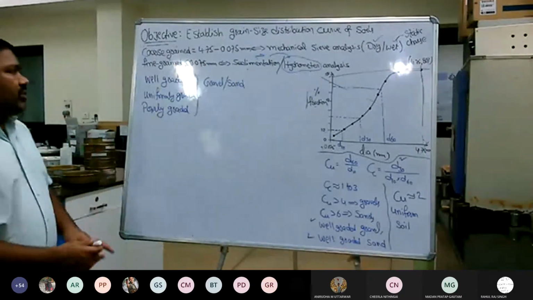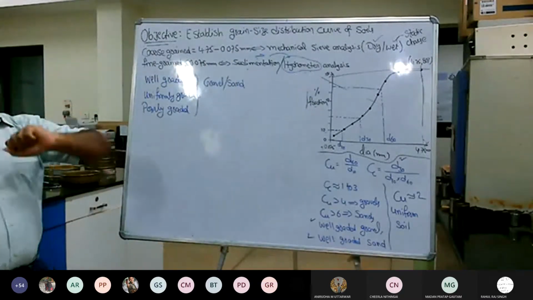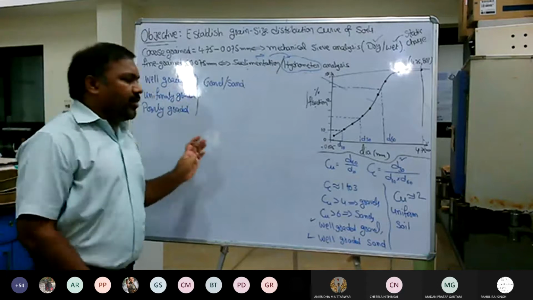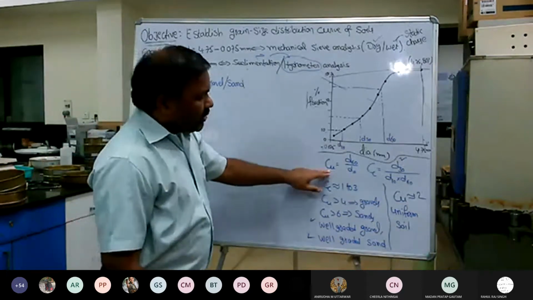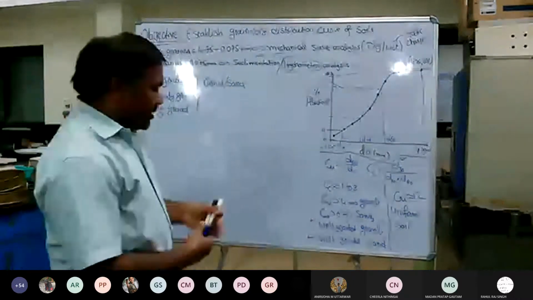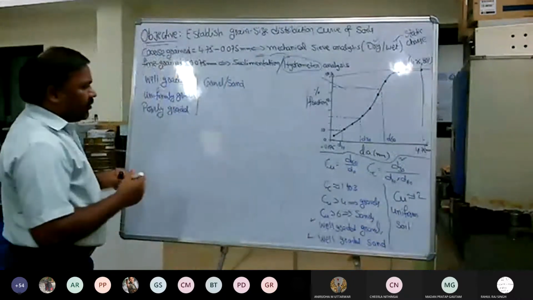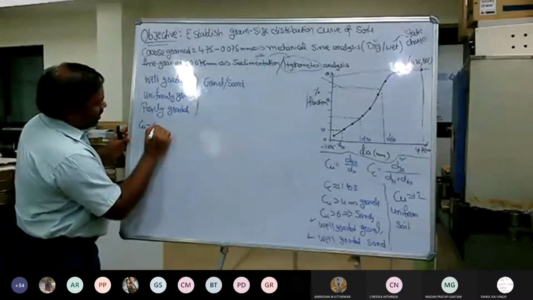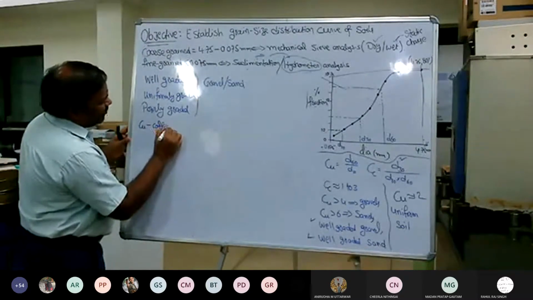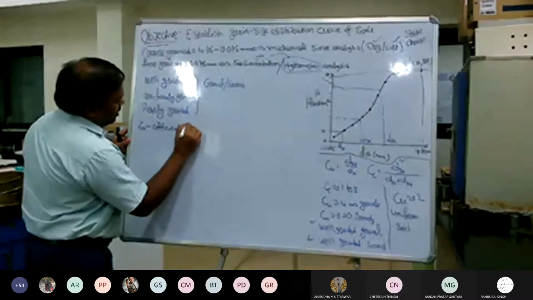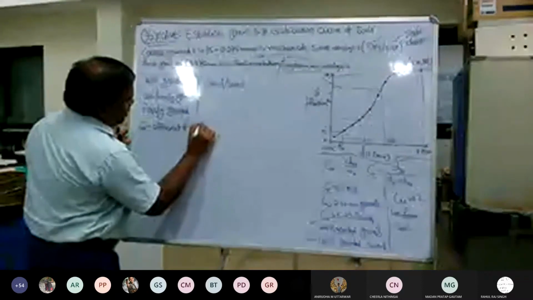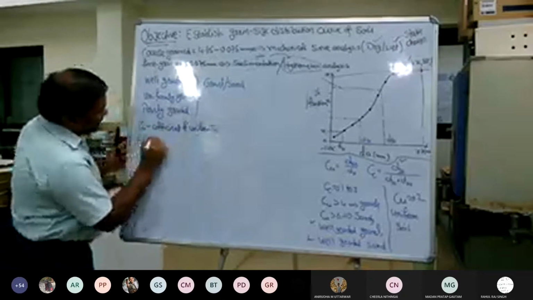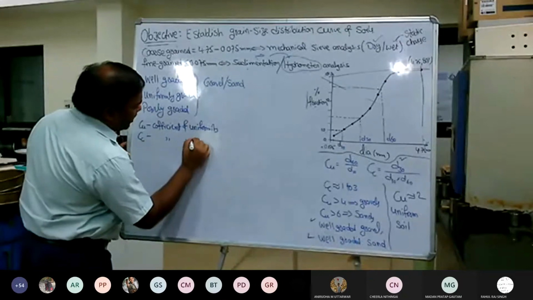But how do you say the given soil is a well-graded soil? There should be some parameters which should be able to define it. Those defining parameters are two: one is Cu, next is Cc. Cu is called the coefficient of uniformity. The other parameter is Cc, the coefficient of curvature.